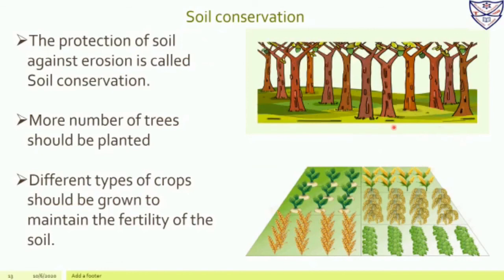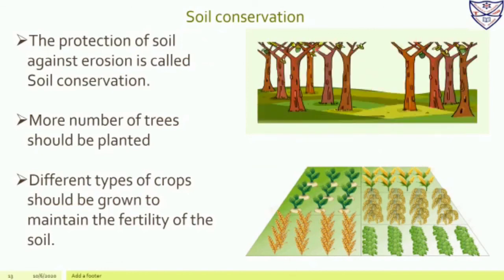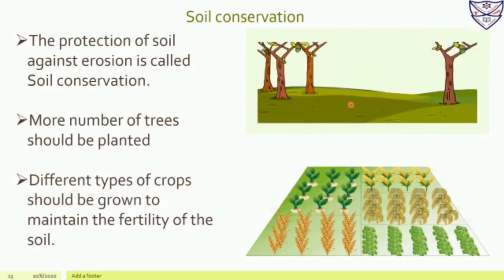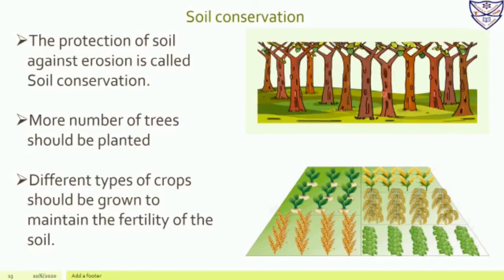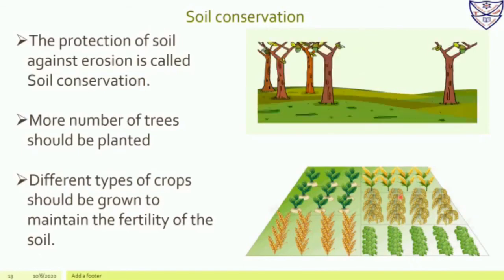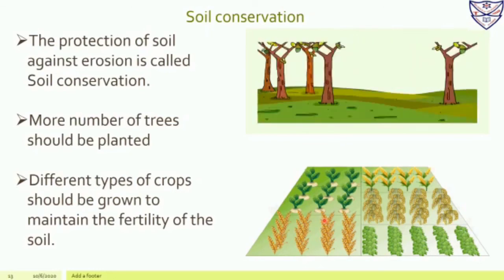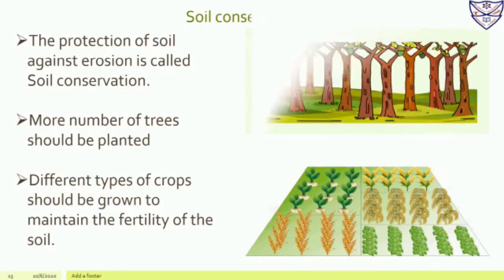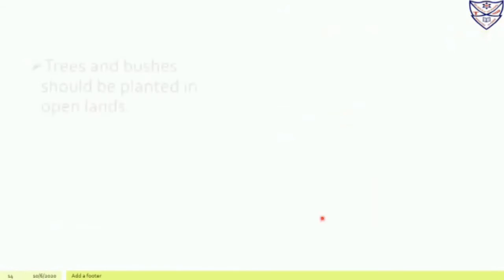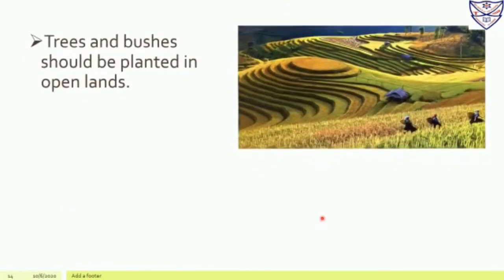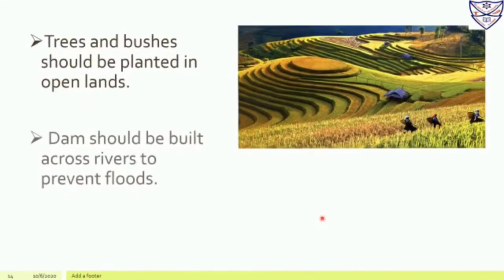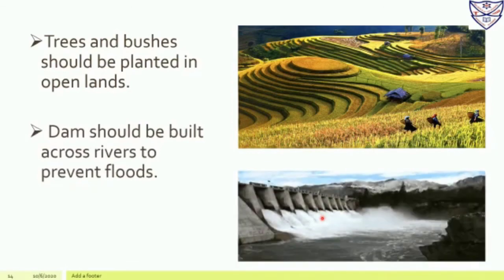Here you can see in this picture, more trees should be planted in the forest area or everywhere, and here different kinds of crops should be rotated to maintain the soil fertility. Trees and bushes should be planted in open land. Flowing water can easily wash away a lot of topsoil. Dams should be built across the river to prevent floods.